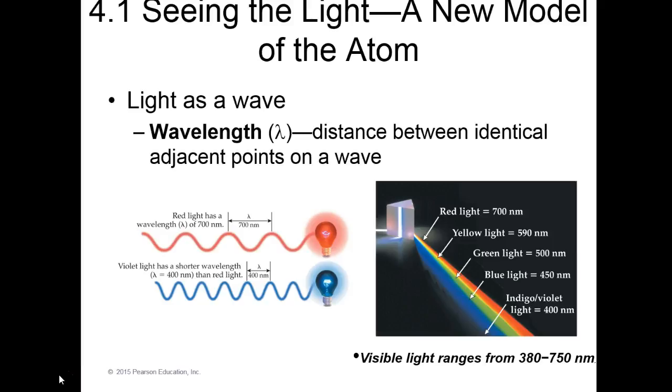Red light has a much longer wavelength of about 700 nanometers, whereas violet light, sometimes we hear the term ultraviolet light, UV rays, right? They have a much shorter wavelength than the red light of only 400 nanometers. If you look at the chart to the right, it shows all of the different colors that we're familiar with. Red light, 700 nanometers, all the way down to indigo and violet, which are only 400 nanometers. The naked eye is pretty much capable of seeing 380 to 750 nanometers.